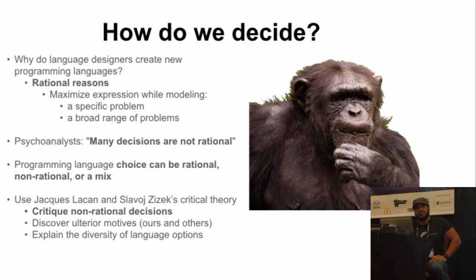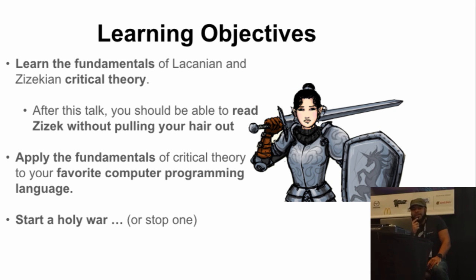We're going to discover some ulterior motives, both ours and others, and we're going to try to explain the diversity of language options. Some learning objectives today: we're going to learn the fundamentals of Lacanian and Zizekian critical theory. After this talk, you should be able to read Zizek without pulling your hair out. We're going to apply the fundamentals of critical theory to your favorite programming language, and we'll possibly start a holy war, but I contend that if you use these tools, you can actually use them to stop a holy war.